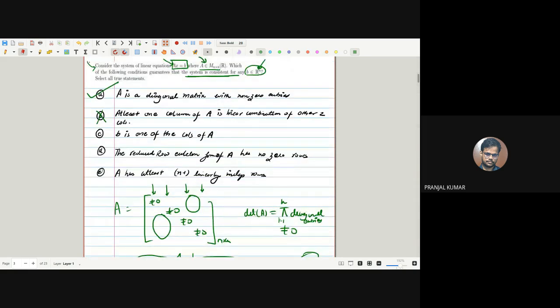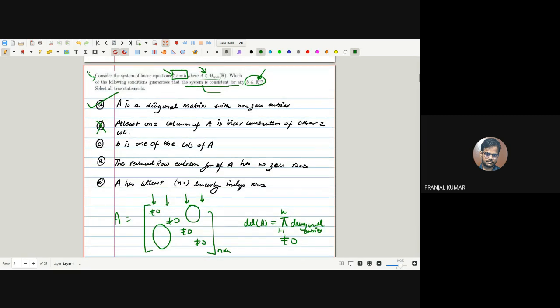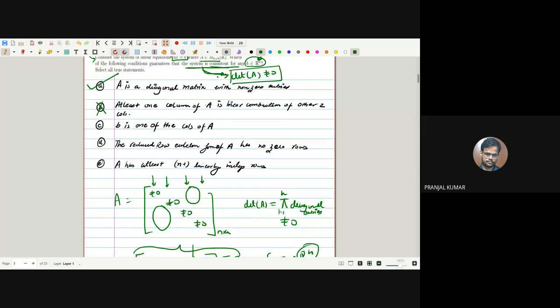So this option is wrong because this implies that the determinant is non-zero. This is the information given to us in the question. So this is in accordance with this: the system of equations will be consistent. A diagonal entry with a non-zero entry is consistent. So this is correct with that, and this is wrong with that.